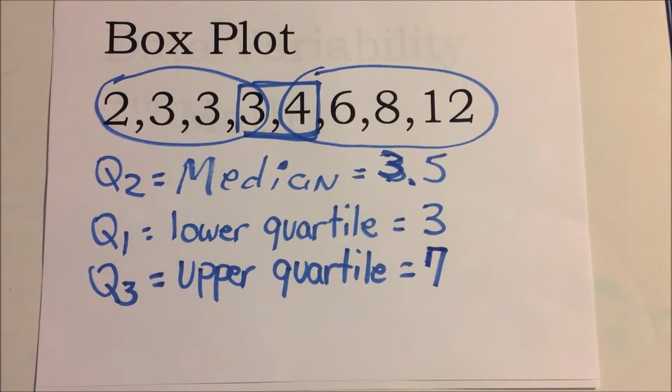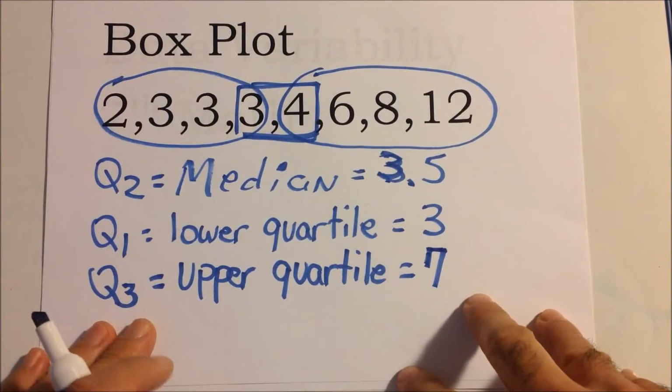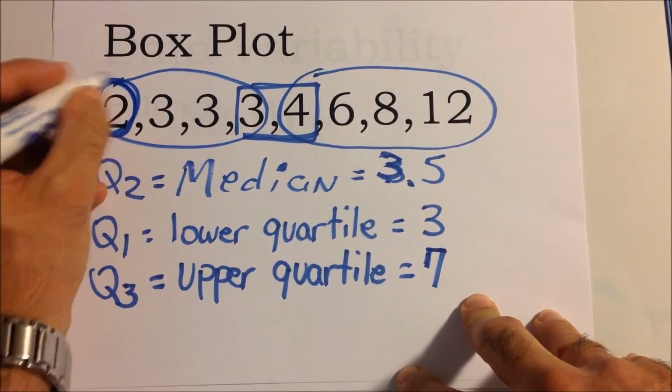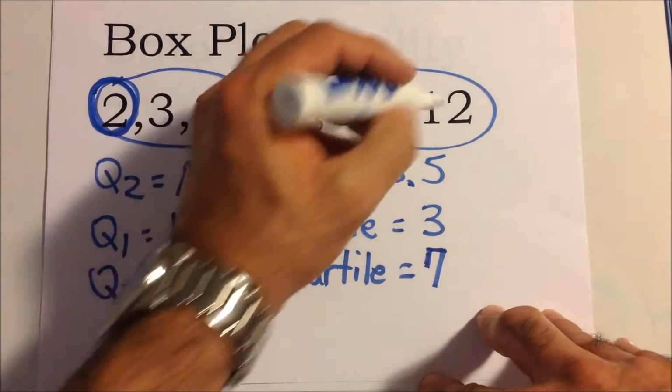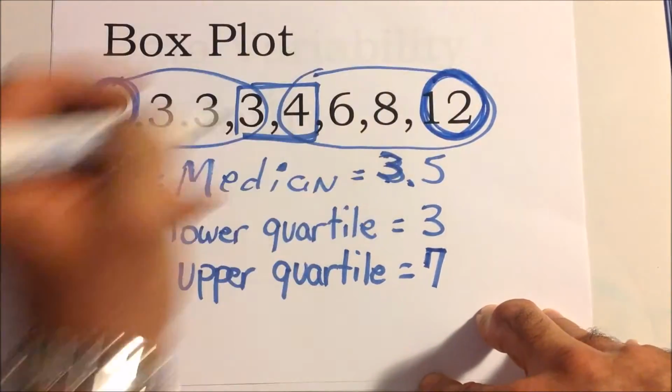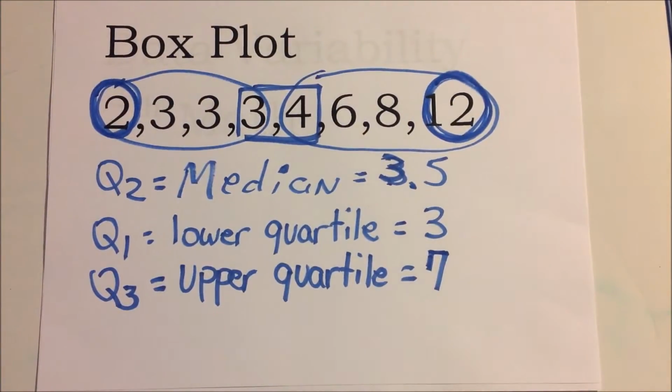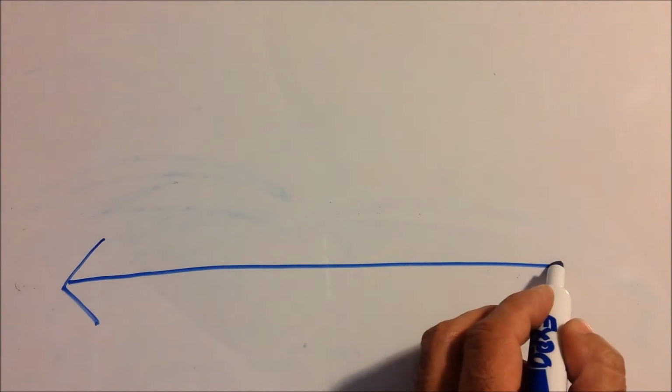Now, we also want to know what is our least value. Well, that one's easy. We don't have to do any arithmetic. 2 is our least value, and 12 is our greatest value. So now we can make a box plot. Okay, so we'll make a number line. First thing we want to do, try to make it as straight as you can.